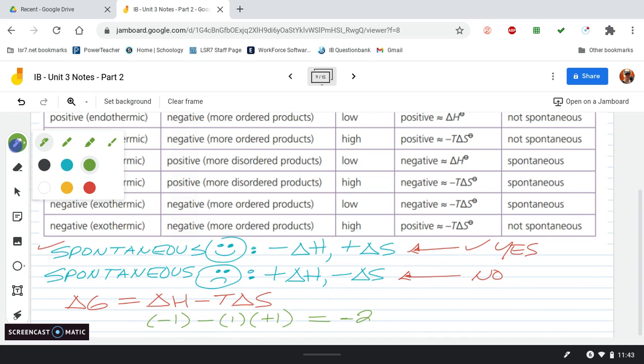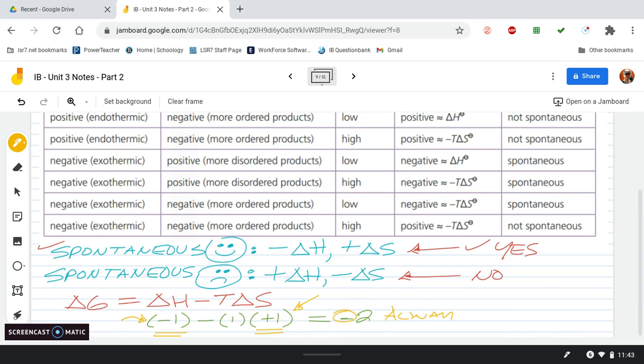But it doesn't matter what numbers you plug in here. If you plug a 50 in there or a 2000, it doesn't matter. This combination, a negative delta H and a positive delta S, is always going to result in a negative sign. So this is always going to work. This is always negative, which is always spontaneous, every single time, because we get this negative number no matter what we put in. Okay, so that's the top one.